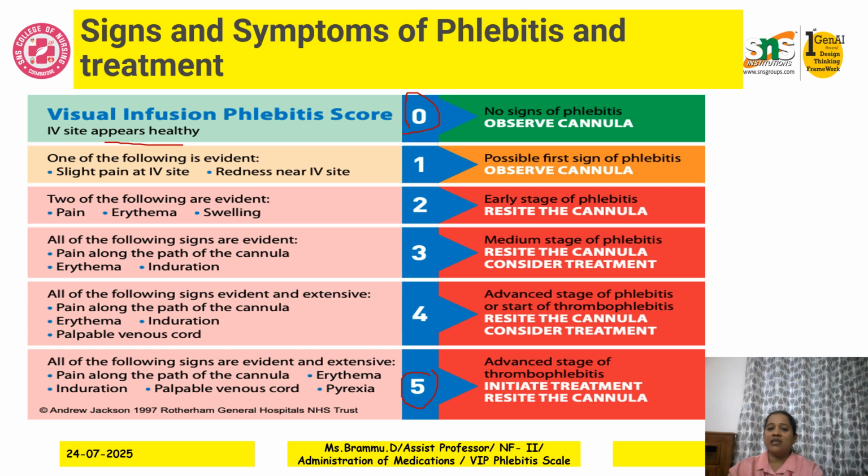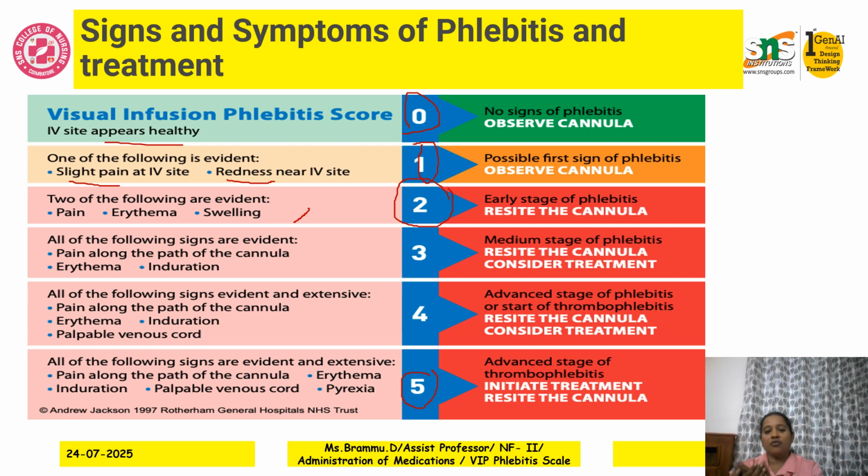The second one is when you observe the cannula. This is the first possible sign, for which we give a score of 1. Mainly the patient is complaining of slight pain at the IV site and there is some redness near the IV site. And when you need to give a score of 2, this is the early stage of phlebitis, where the patient is having at least two of the symptoms: pain, redness and swelling. In this stage we are not taking any risk. Immediately we are going to resite the cannula, that is, change the site of the cannula rather than continuing the infusion on the same IV line.